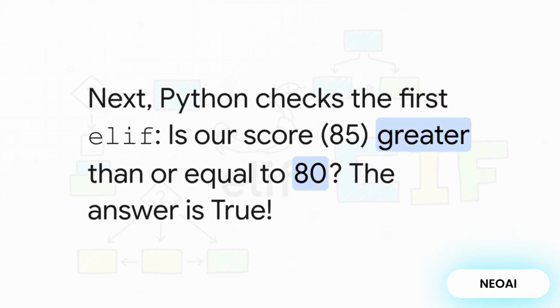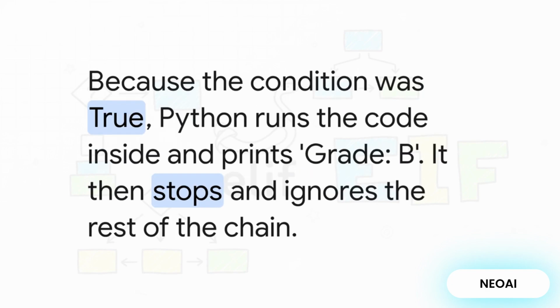So it skips the code for grade A and just moves right along to the next check. Now it arrives at our first elif, and it asks the next question. Is 85 greater than or equal to 80? Yes, that's true. We've found our match. So, because that condition was true, Python runs the code inside that block, printing grade B.